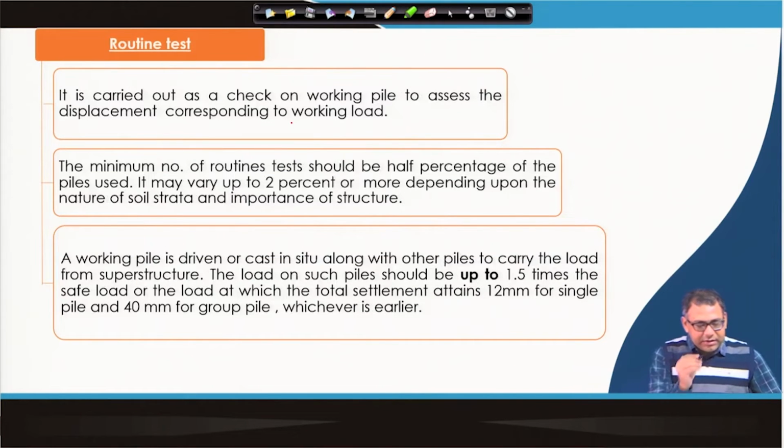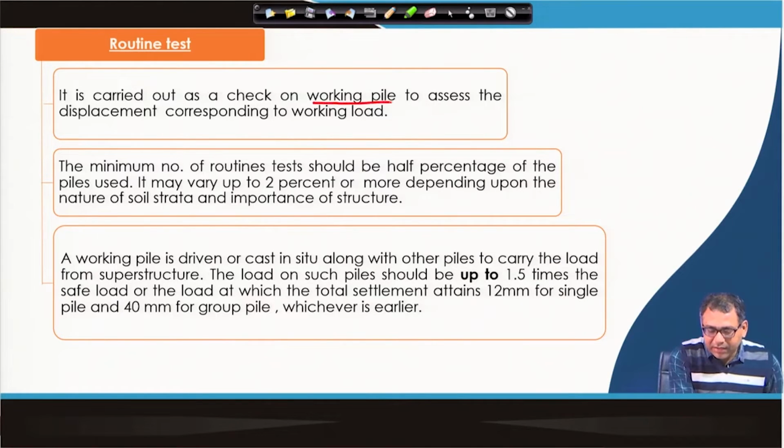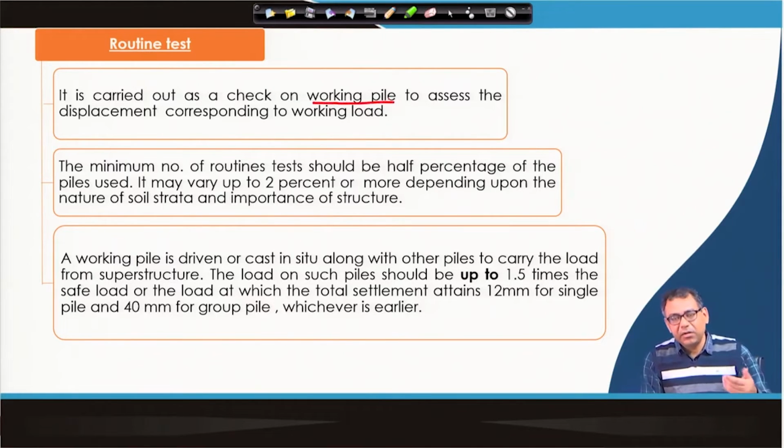Now, the next one is the routine test, which is conducted on a working pile. Working pile means this pile will be used in future also, that means the superstructure load will come on this pile. So, after the testing also this pile will be used for real load carrying purposes. These tests are carried out on working piles to assess the displacement corresponding to the working load. The minimum number of routine tests should be 0.5% of the piles used.